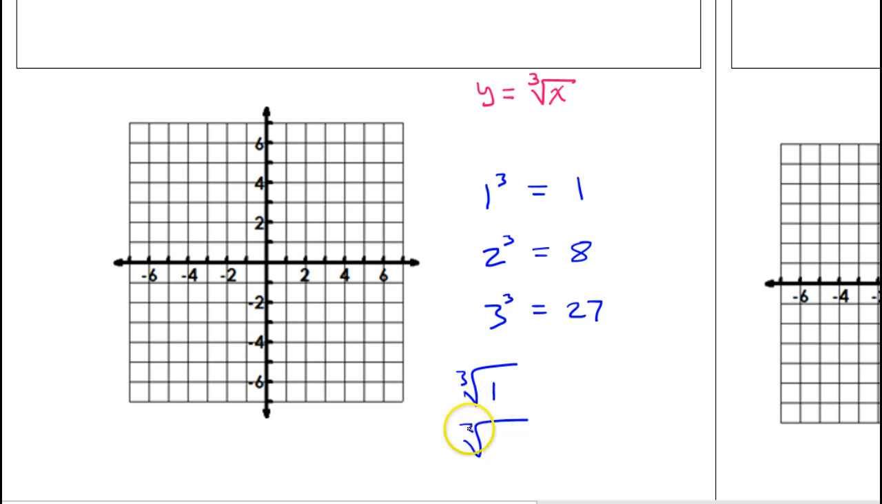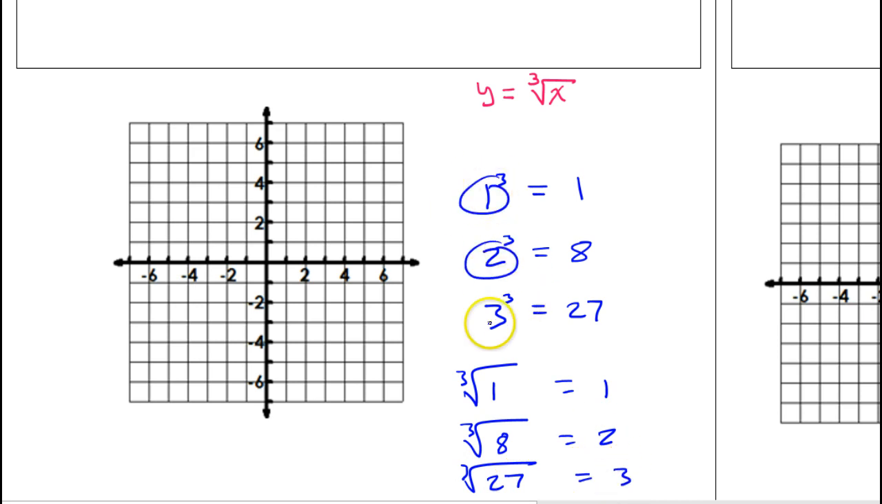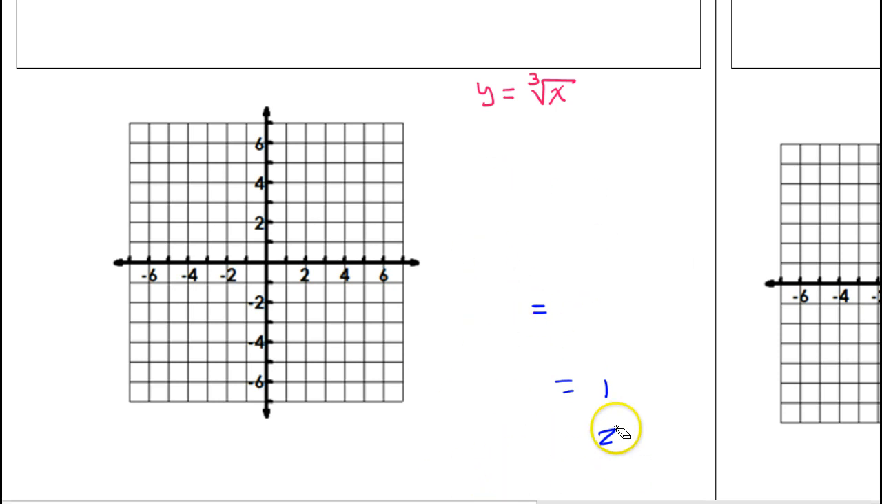What is the cube root of 8? What is the cube root of 27? The cube root of 1 is 1, the cube root of 8 is 2, and the cube root of 27 is 3. So basically these numbers right here are the cube root of these numbers over here. We're kind of uncubing these numbers. Alright, so understanding that that's what cube root means.